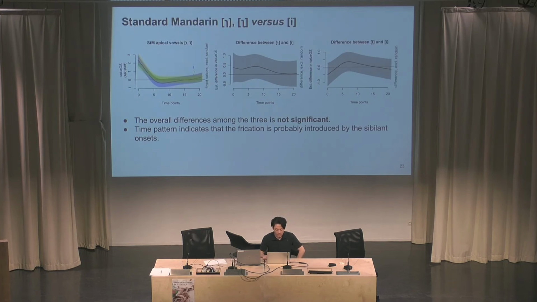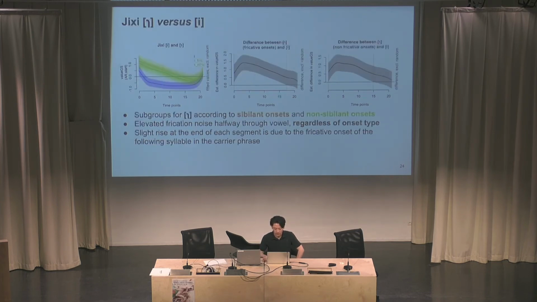Now the results. So standard Mandarin, it is clear that in standard Mandarin, there is no difference in terms of frication noise between the fricative vowels and the high front vowel E. The overall difference is not significant. This pattern indicates that the frication is probably introduced only by the fricative onsets.